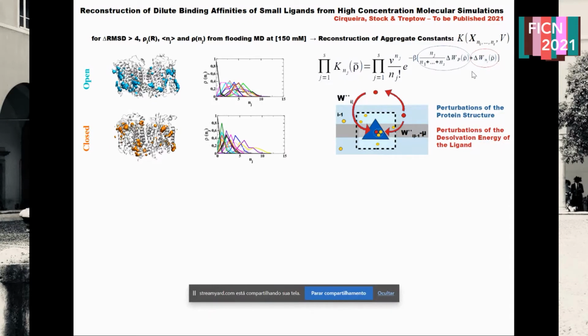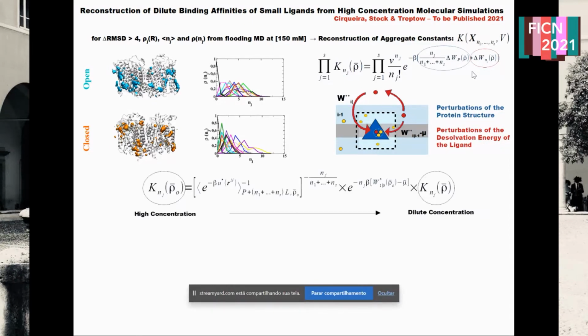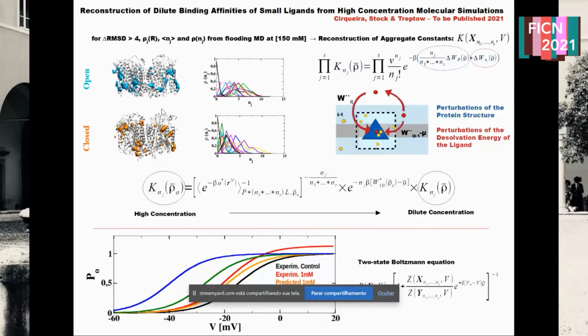By taking into consideration these aspects of the problem, we believe we succeeded in developing a new formulation that hopefully will be published very, very soon. And in this formulation, we may estimate the dilute binding constant from the high concentration observed in flooding MD simulations. And according to that formulation, I show here our first estimates for the impact of the ligand on the open probability of the channel as observed in high concentration.